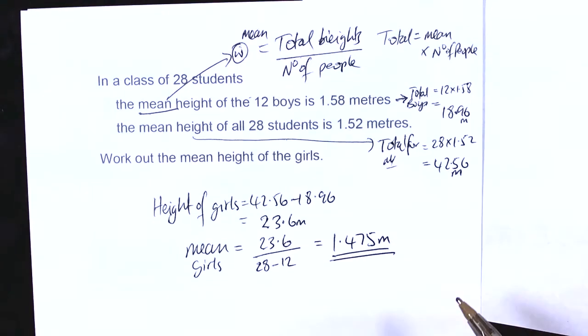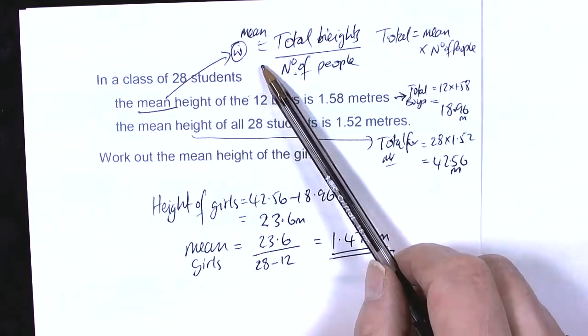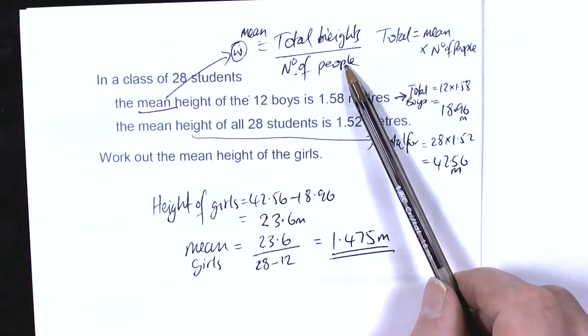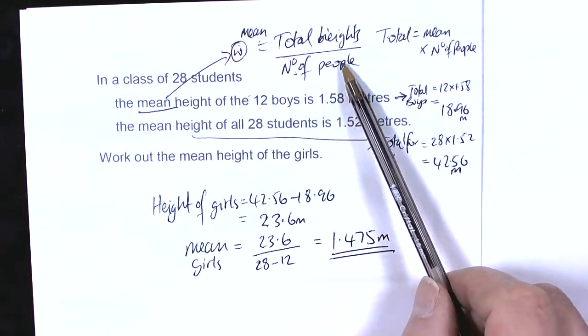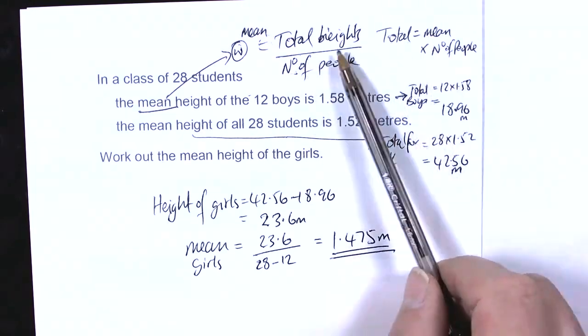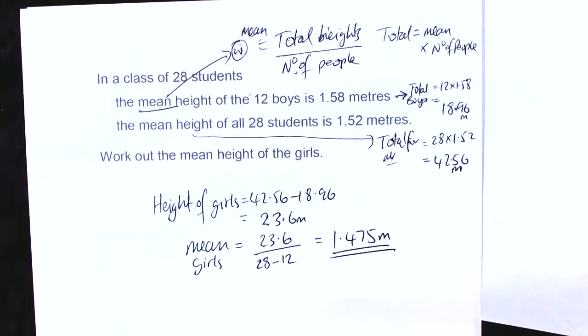Okay, so this question was about recognising how to reverse the mean idea. So the mean is always the total of every variable added together, divided by the number of items that gave that total. And then we can rearrange that to get the totals by doing the mean times the number of items, the number of people in this case. And away we go to get the answer.